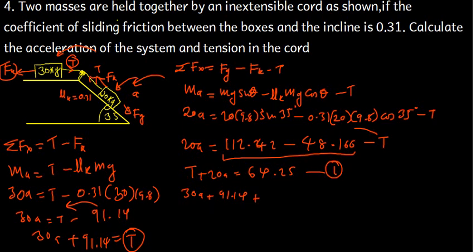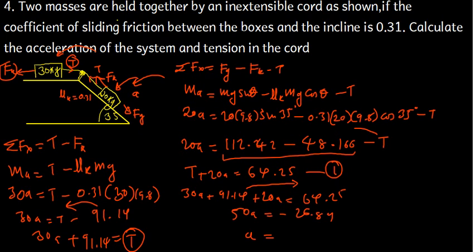Okay, plus 20A, and that is going to be equal to 64.25. So what I can do is take this one to that side, so I'll remain with 30A plus 20A, which will give me 50A, and that will be equal to 64.25. If 91.14 goes to the other side, it becomes negative. So it becomes 64.25 minus 91.14, which will give me negative 26.89. So therefore the acceleration in this case is negative 26.89 divided by 50.